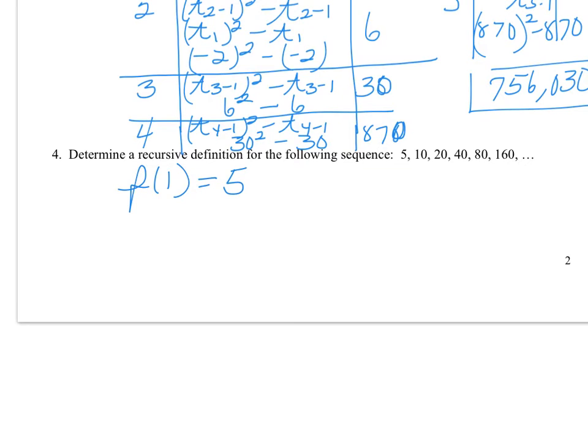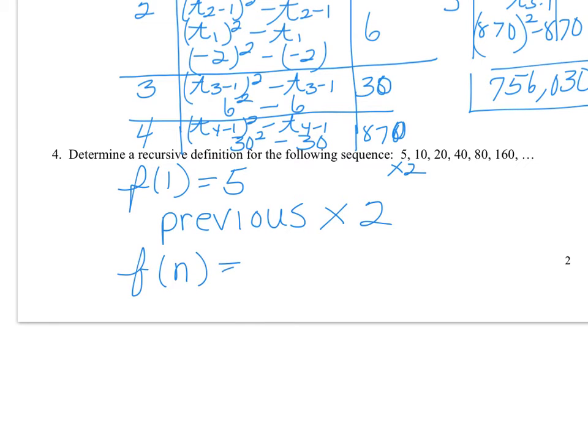So in order to get the next term, we take the previous term, and what are we doing to it? So what are we doing to 5 to get 10? And then 10 to get, yes, you're right, you're multiplying it by 2. So we took the previous term and multiplied it by 2. So how are we going to write this? Well, it's going to be f sub n, or f of n, equals 2 times f of n minus 1.